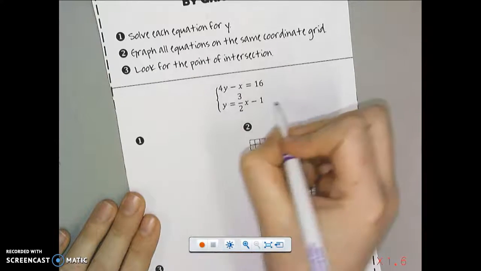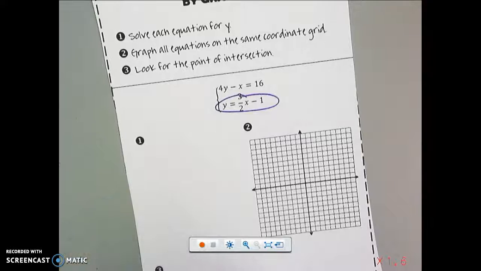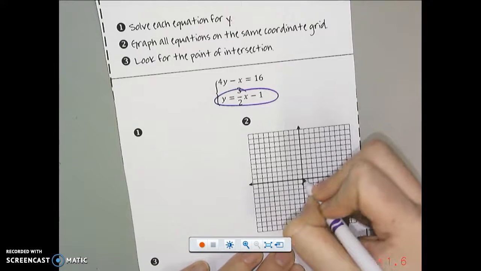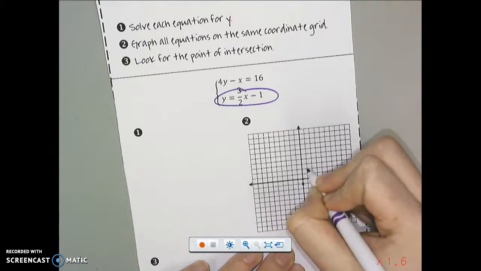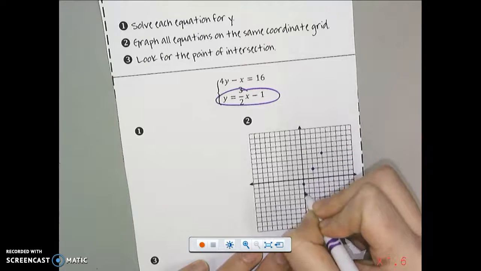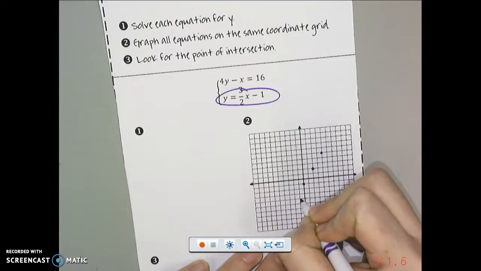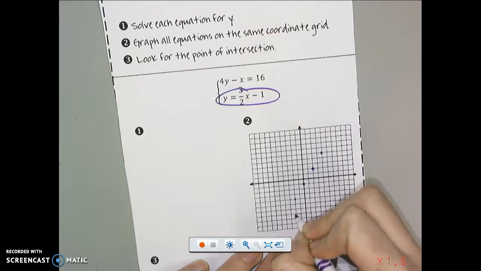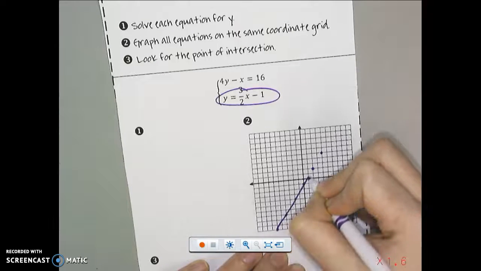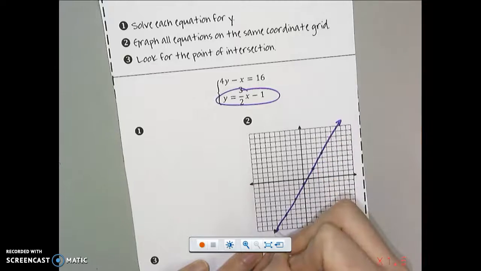So my equation right here is already in slope-intercept form. So I'm just going to graph this guy. I'm going to go -1, and I'm going to go up 3 over 2, and down 3 over 2, and so on. And we're going to draw our line just so.